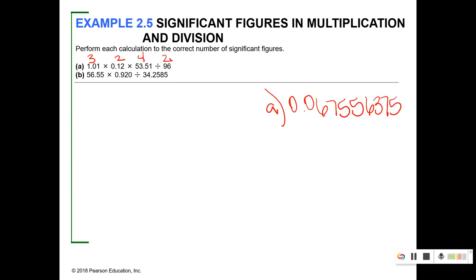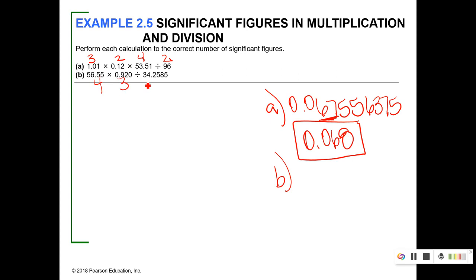0.067556. Okay, so that's everything that my calculator shows. I'm keeping 2, so these are the 2 I'm keeping. Then you look at the digit right after that. 0.068, because the 5 rounds it up.